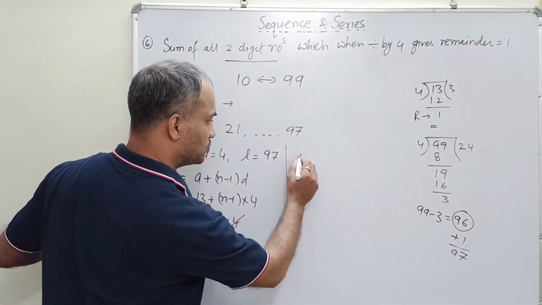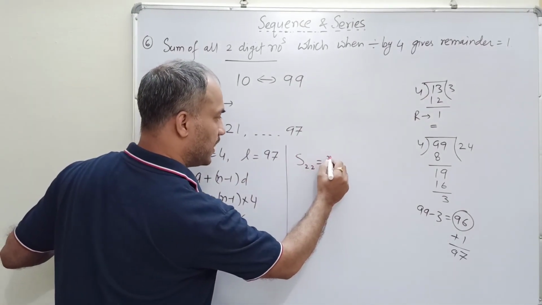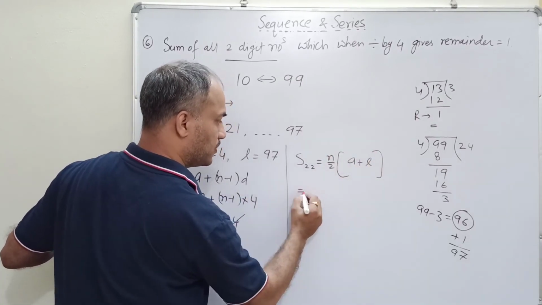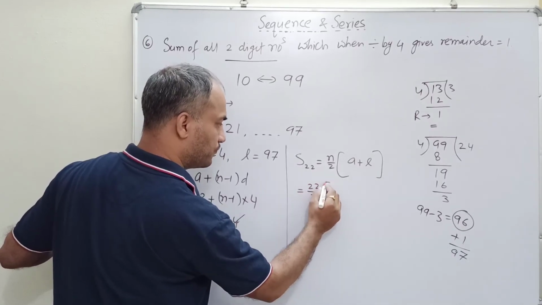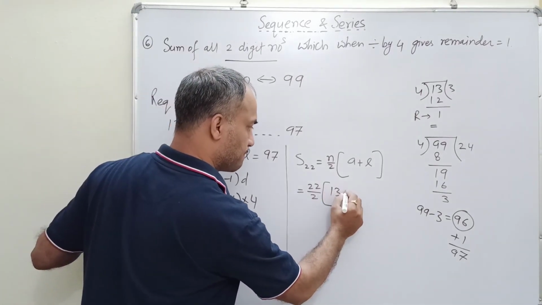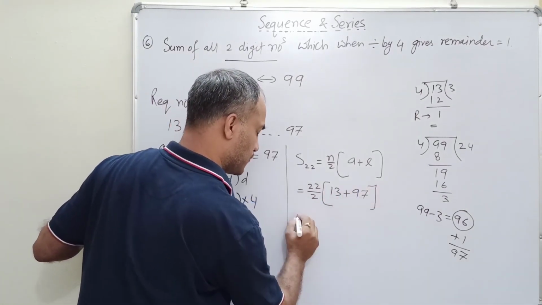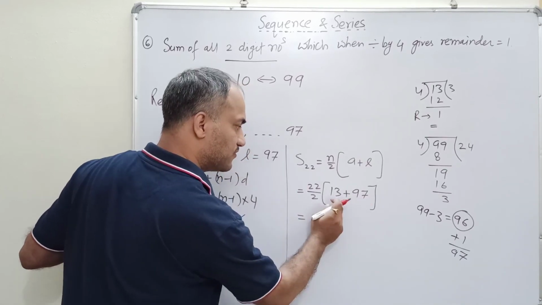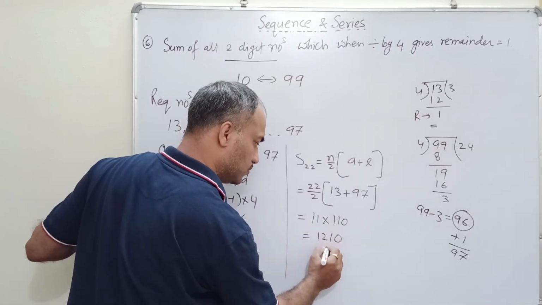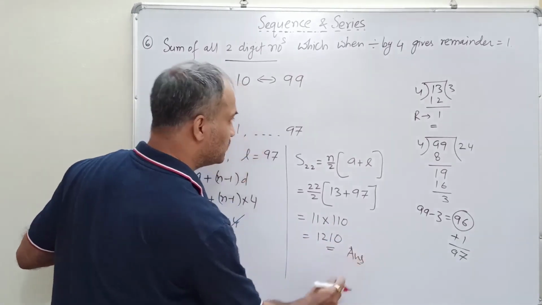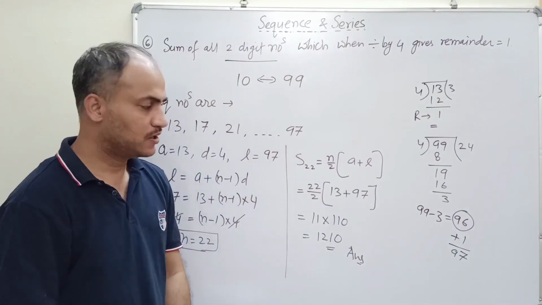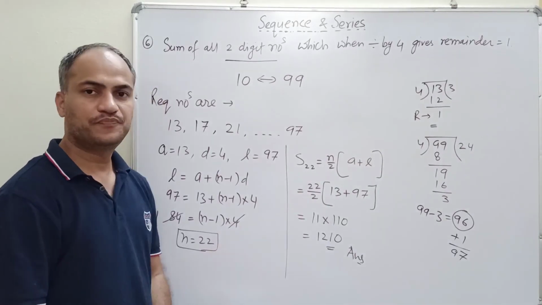So the sum of these 22 terms will be n by 2 into (a plus l). This is the formula. So n means 22, a is the first term 13 and the last term is 97. 11 into this is 110, so 11 into 110, that is 1210. This is the final answer. It means the sum of all such numbers which are like this. Okay guys, I hope it is clear to you.